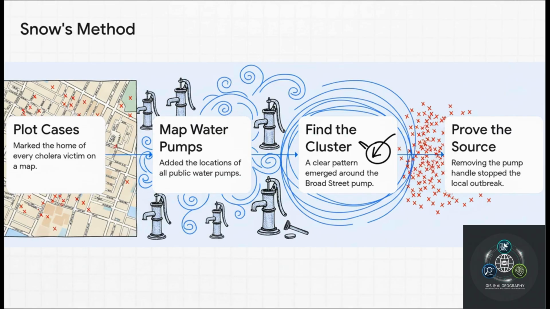Then he added a second layer, the locations of all the public water pumps. And when he stood back and looked at the two layers together, bam, the pattern was just undeniable. The deaths were all clustered, packed tightly around one single water pump on Broad Street. He took his map to the local officials, convinced them to take the handle off that pump, and just like that, the outbreak in that area stopped.